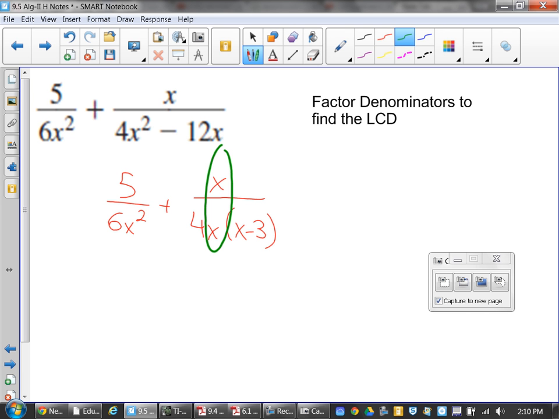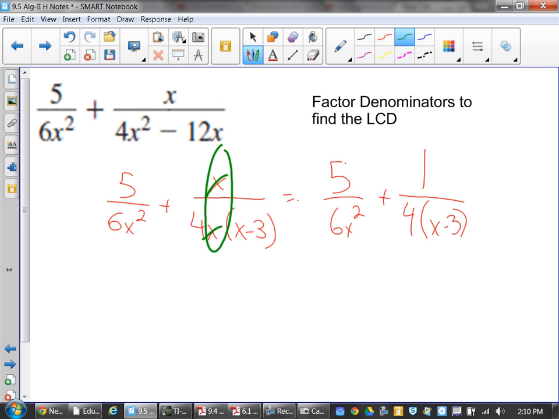Why? Because they're both multiples and they're on their own fraction. They're already part of their own terms. So in this example, these x values can be simplified. So I'm just going to rewrite this as 5 over 6x squared plus 1 over 4 times x minus 3. Are we okay with that?